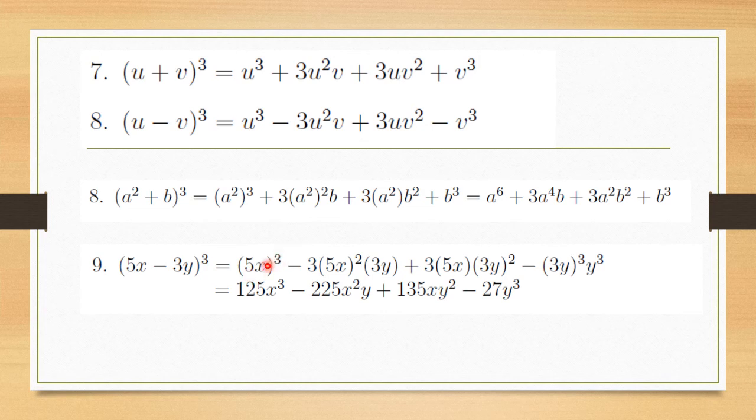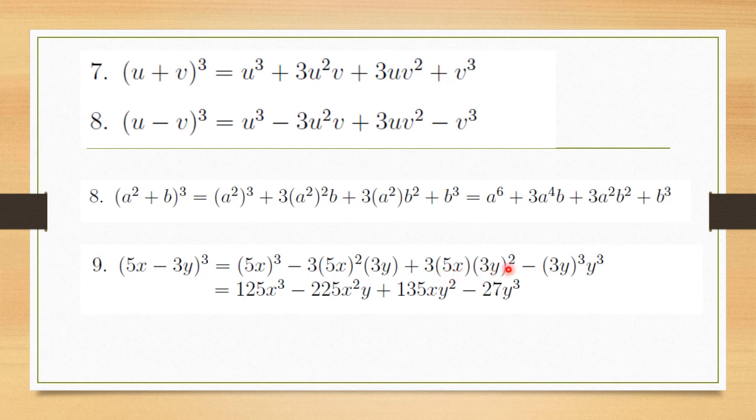5x cubed, 5x quantity cubed, is just 5 cubed, which is 125x cubed. Now, plenty of students get mistaken when simplifying this one, because some just multiply immediately: 3 times 5 is 15, times 3 is 45. But that is wrong, because you have a square here for 5, so please try to simplify that one first. So 3 times 25 is 75, times 3 is 225x squared y.